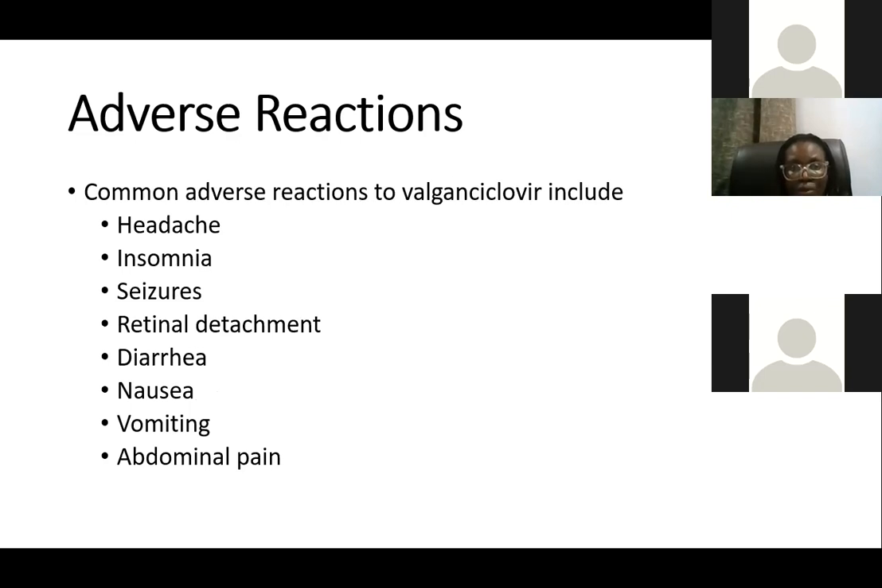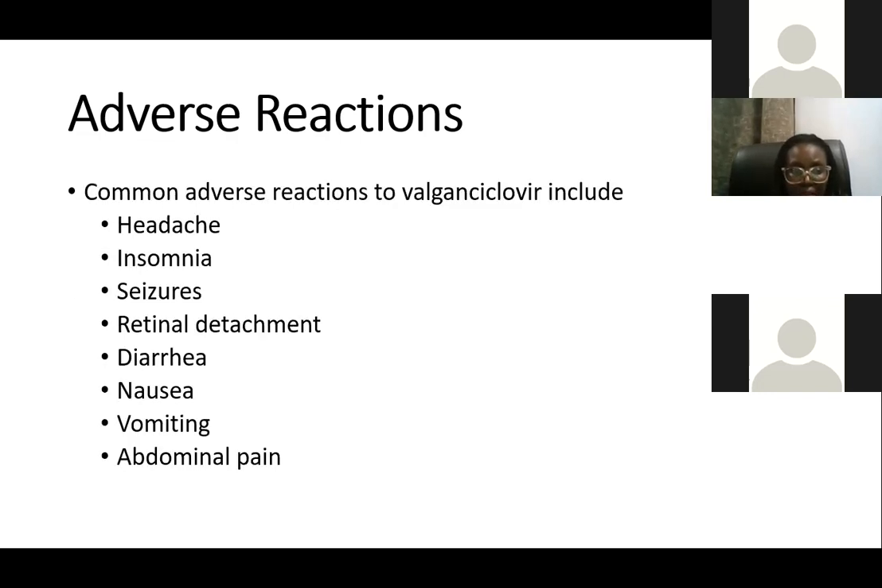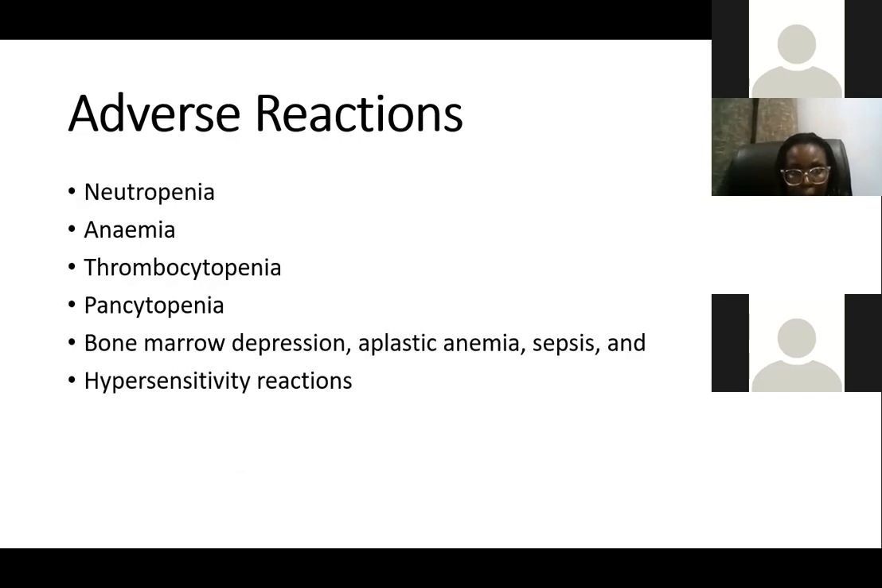And these are common for valganciclovir. Important to take note of the seizures and the retinal detachment. Those are peculiar. You realize that there is also bone marrow suppression. So there's pancytopenia. Platelets are down, hemoglobin is down, and the neutrophils are also down. So you have neutropenia, anemia, thrombocytopenia, basically a pancytopenia. And this will predispose to sepsis. Then they can also have hypersensitivity reactions.